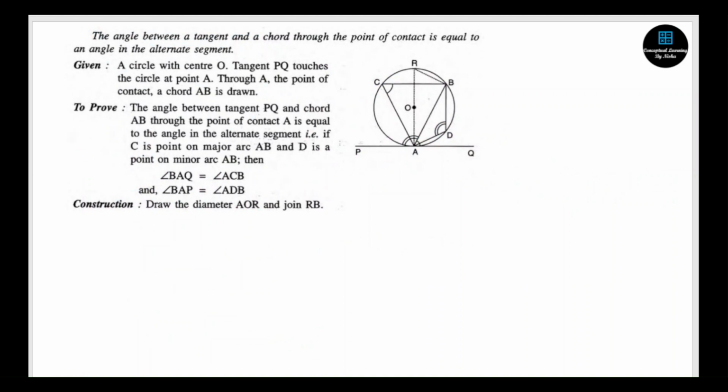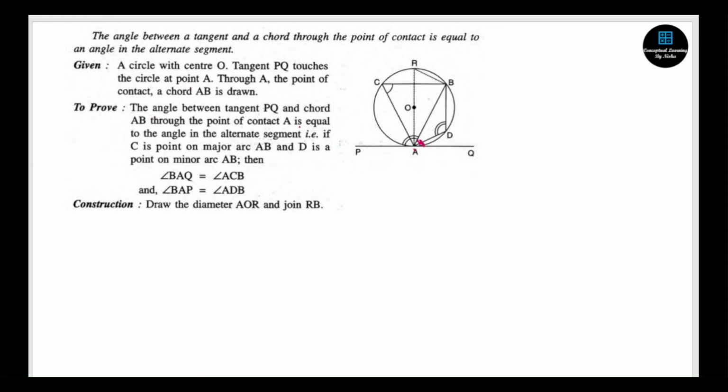Alright. What does it say? Now the circle is given and the tangent is given. So we have to prove that. See, the circle with center O is given and the tangent PQ is here. It touches the circle at point A, so A is the point of contact. And now, what do I have to prove? The angle between the tangent PQ and the chord AB. Where is the chord AB? This. So, this angle.